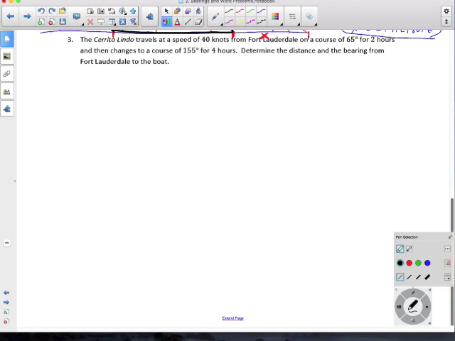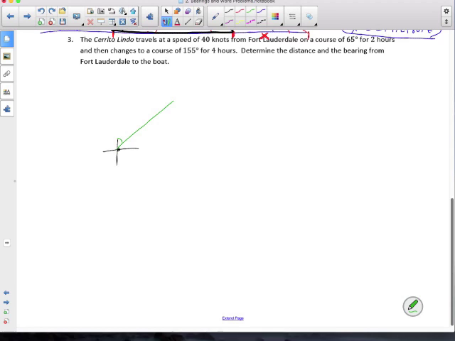Again, when I start off with these, if you're not really sure where things are going to be, you always start in the middle of your page. So I started midway between the end of the word problem and the bottom of the page. And I drew my little north, south, east, west. I'm going to follow the first bit of directions. It says travel at a course of 65 degrees. So that's coming from north, 65 degrees. I'm going to do that for about 2 hours. So here's 65 degrees.